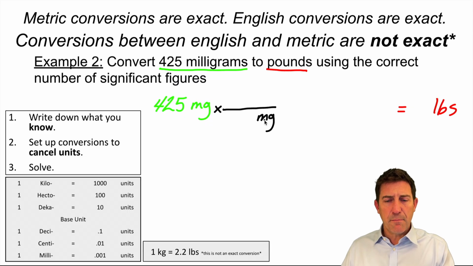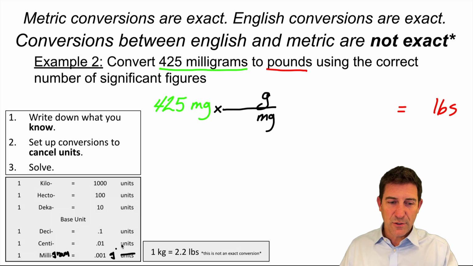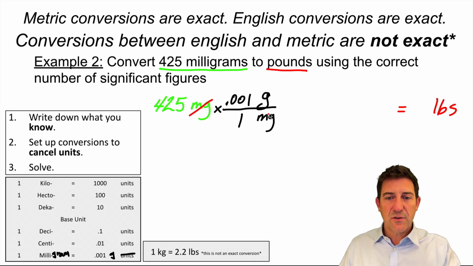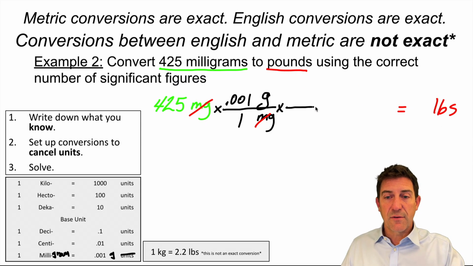But in order to get milligrams into kilograms, what do I have to do first? I first have to go back to the base unit of grams. Let's come over here and look. 1 milligram is equal to 0.001 grams. These are going to cancel. I'm left with grams, but I don't want my answer in grams. So what do I do? I set up another conversion factor.